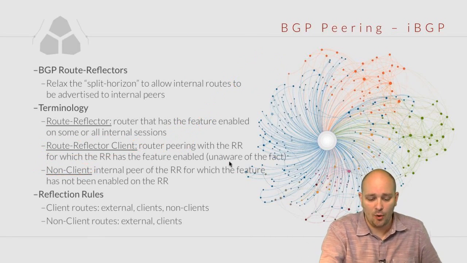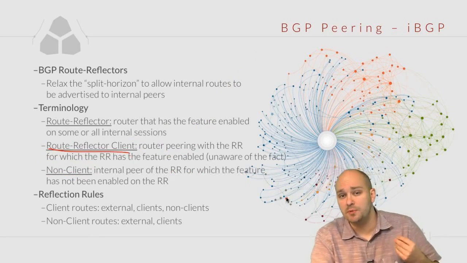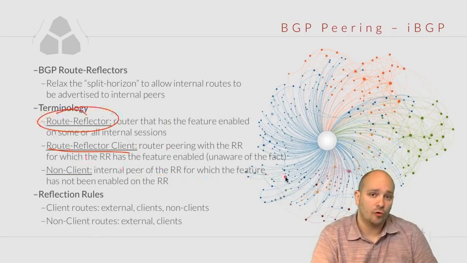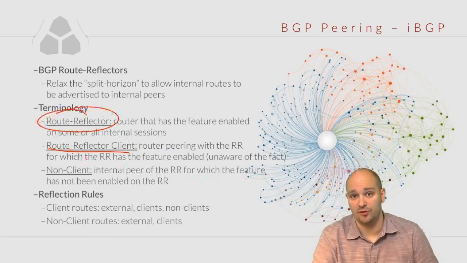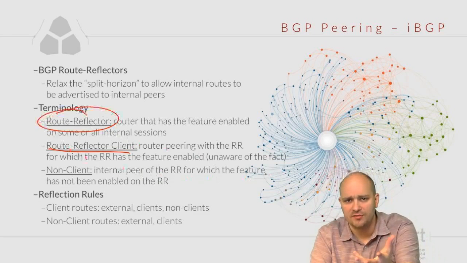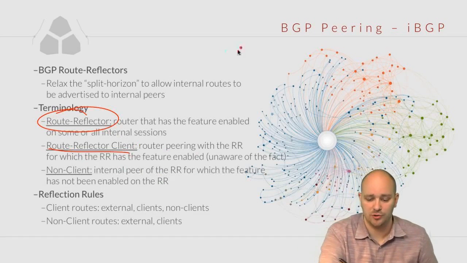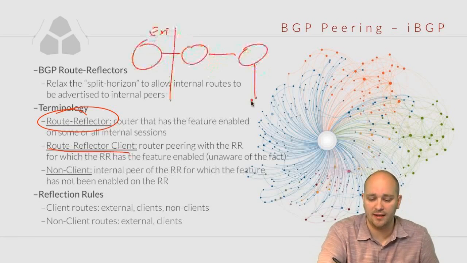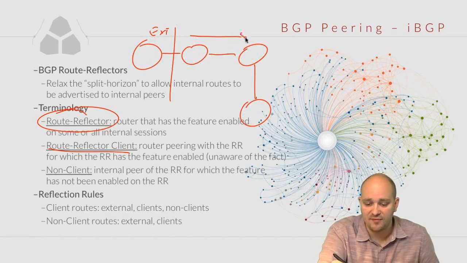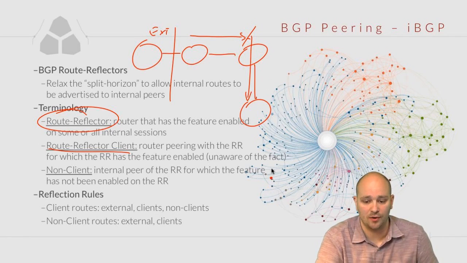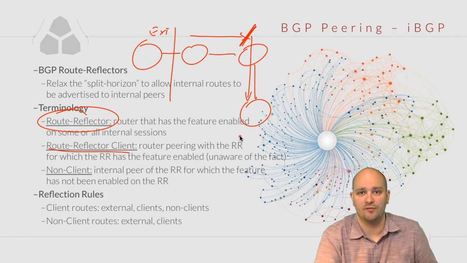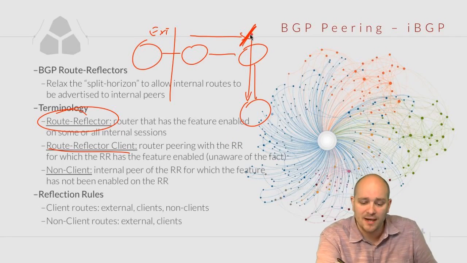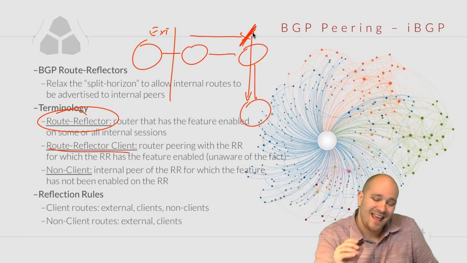So what is a client and what is a non-client? Well, a route reflector client is the router that peers with the route reflector and for which the route reflector actually has the route reflection enabled. Route reflection is another way of saying we are going to reflect the internal route. Because think about it. Let's say that we have an external peering here. So this is an external peering. And then we have an internal peering, and then we have another internal peering. If we receive an internal route here, what we really want to do is to reflect this route to this router here. So this is why it's really called a reflector. It could have been called a route bouncer as well, but it is called a route reflector.